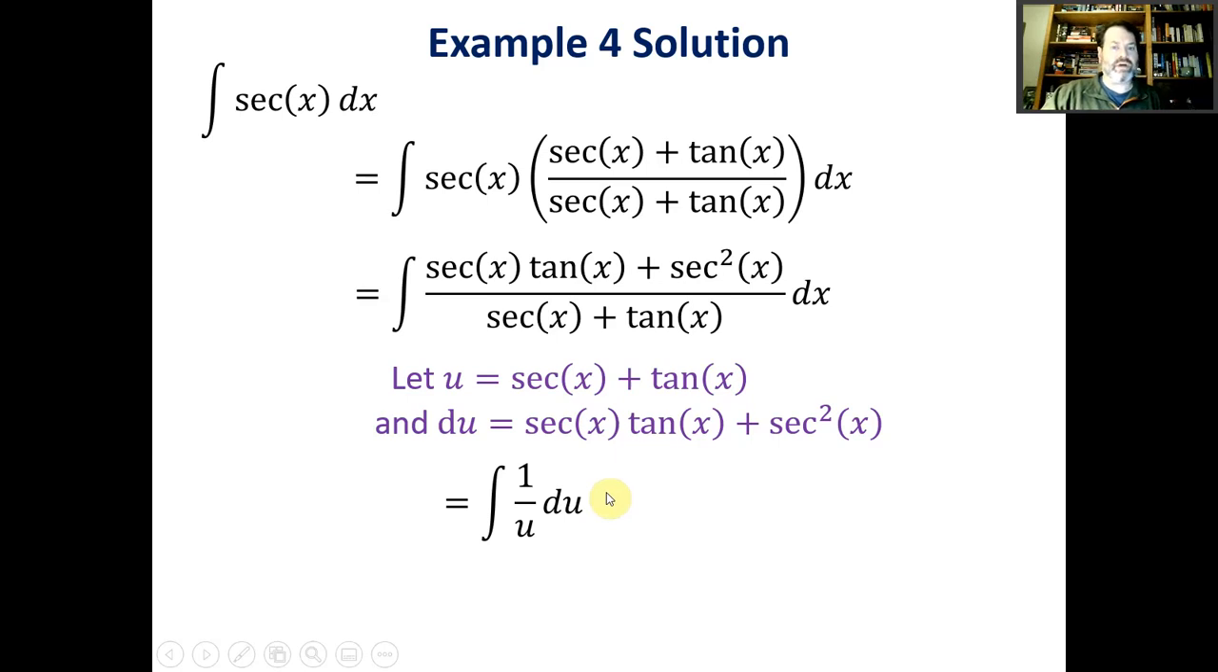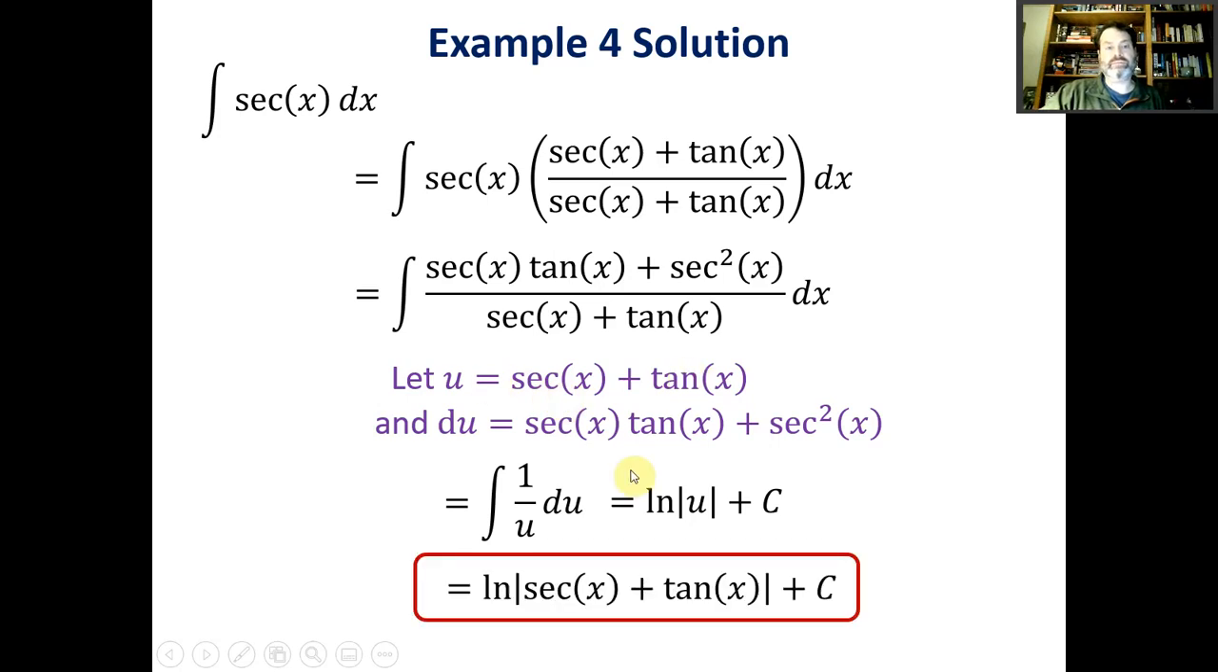So if you're not seeing it right away, just pause it and find it. Here's u, here's du. So everything just plugs right in. It's just natural log of absolute value of u plus c. And then you plug u back in and you're done. So I recommend memorizing this.